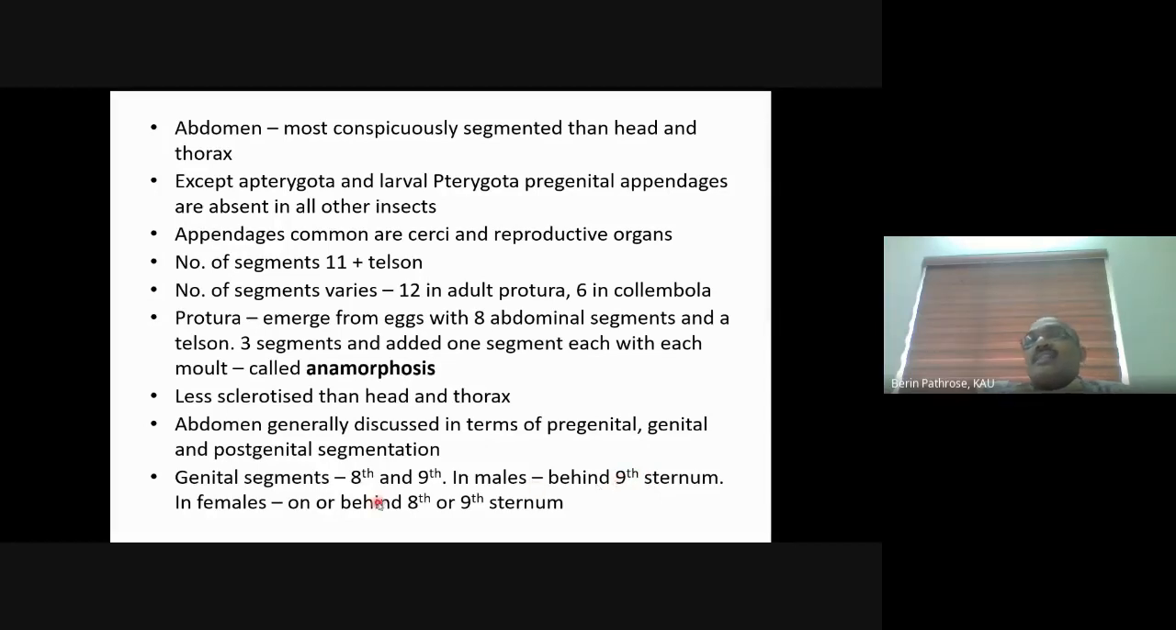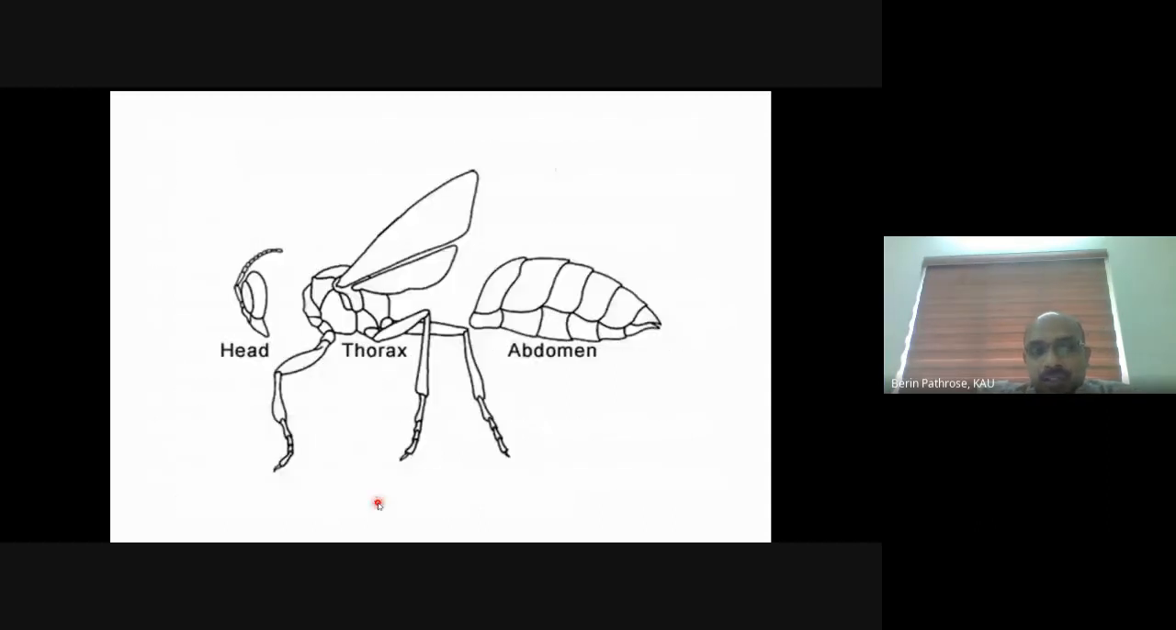In females, it is located in the 8th and 9th sternum. So this is the general organization of the insect abdomen. This is a picture: head, thorax, and abdomen. That's why we say the abdomen is more conspicuous compared to the head and thorax. This is the most visible part of an insect body.